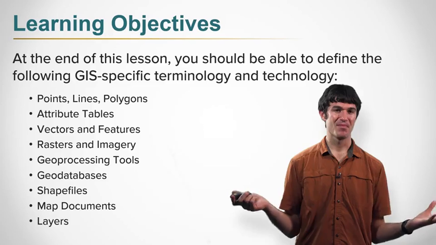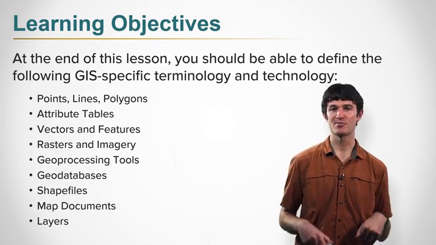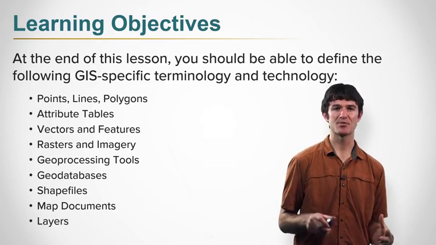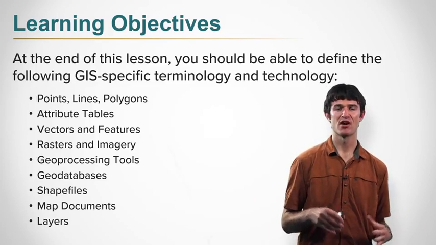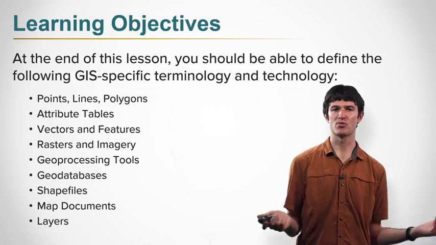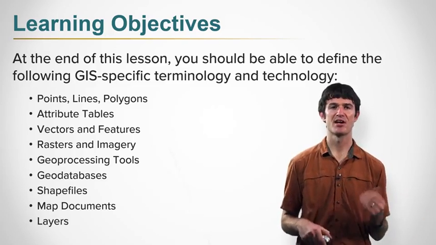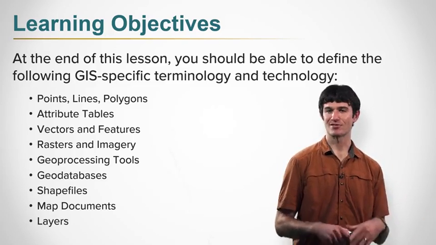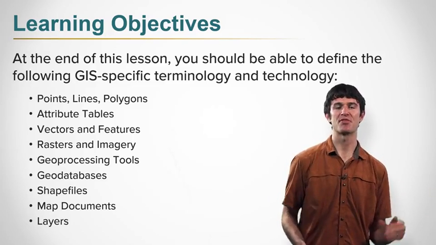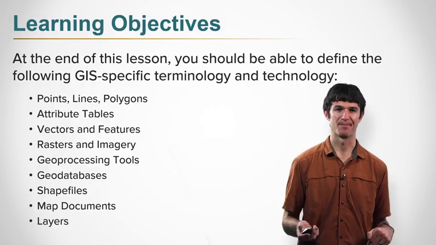In this lesson, we're just going to go through these terms here: points, lines, and polygons, attribute tables, vectors and features, rasters and imagery, geoprocessing tools, geodatabases, shapefiles, map documents, and layers. There's a lot more terminology you can learn for GIS, but these are the fundamentals that'll get you started.